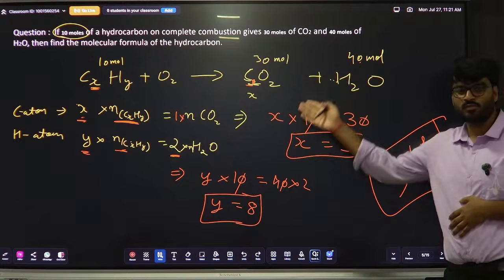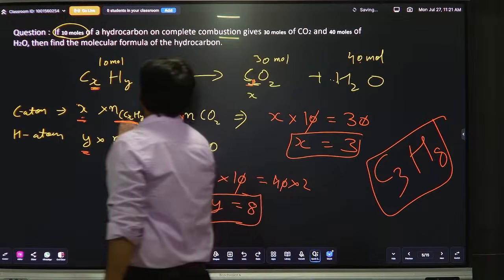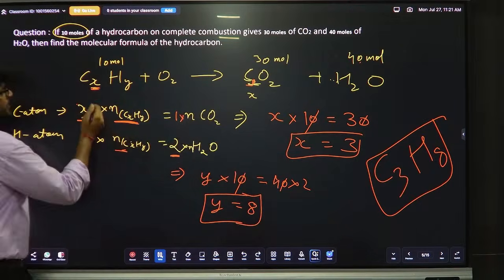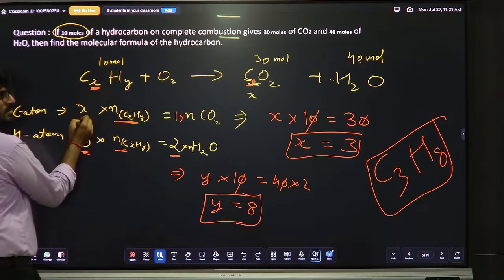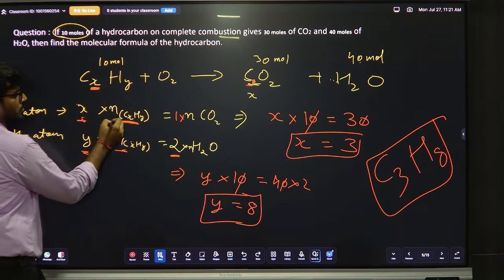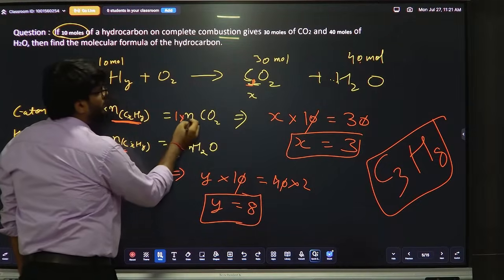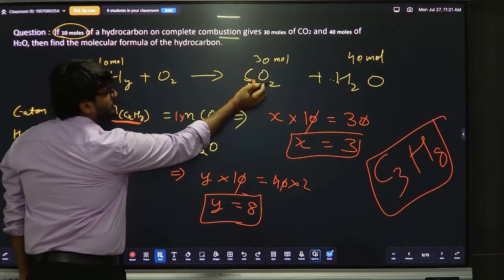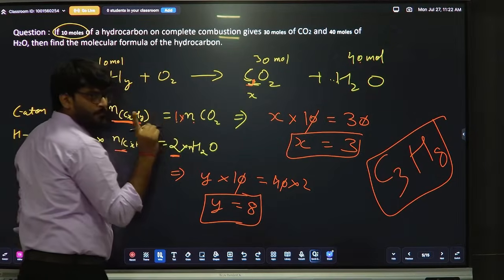Now I guess you can do these questions very easily. I'll just explain whatever we did. So this was the combustion reaction, right? We had to balance carbon first, right? Since I have X atoms, X into mole of hydrocarbon will be equal to the number of moles of CO2. In each CO2 I have only one carbon atom, that's why I multiplied by 1.